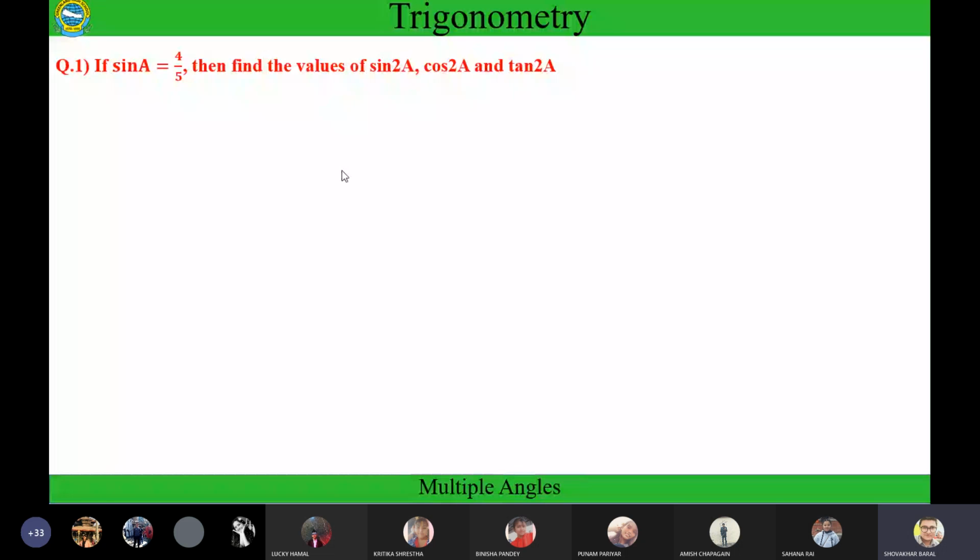So let's continue with the solution. If you can solve it, please do it yourself. Otherwise, please try to understand it in this class. If you have already learned this in the last class, please solve it without seeing the screen. So solution here, sin A is equal to 4 upon 5. Here we just have the value of sin A. Let's see the formula of cos 2A and sin 2A.